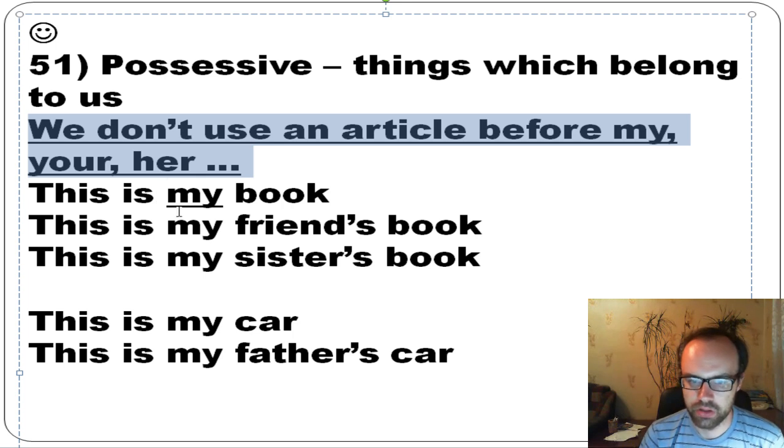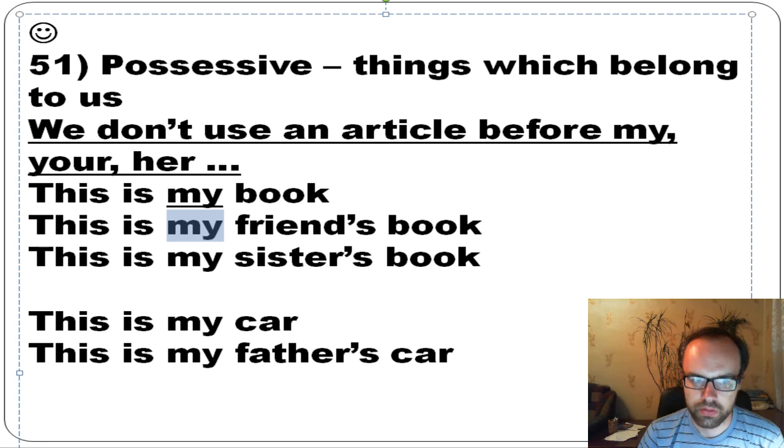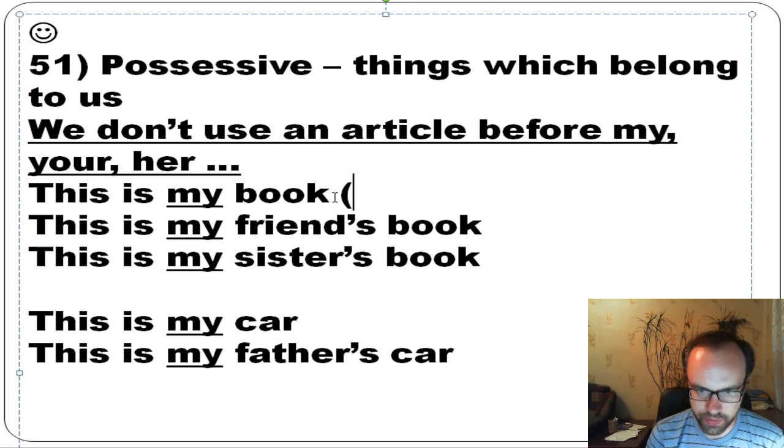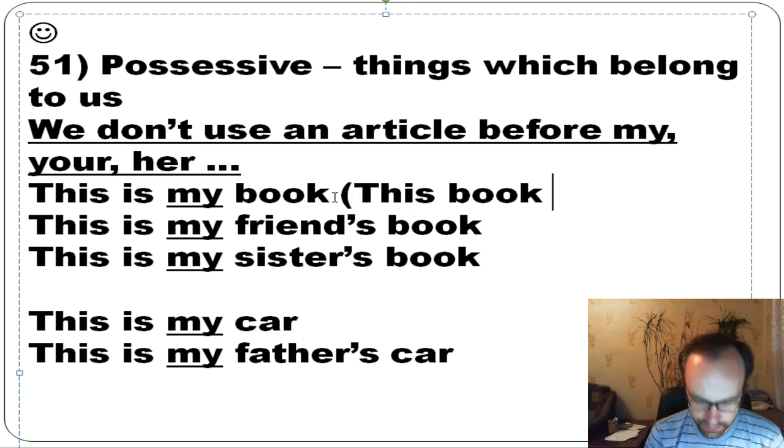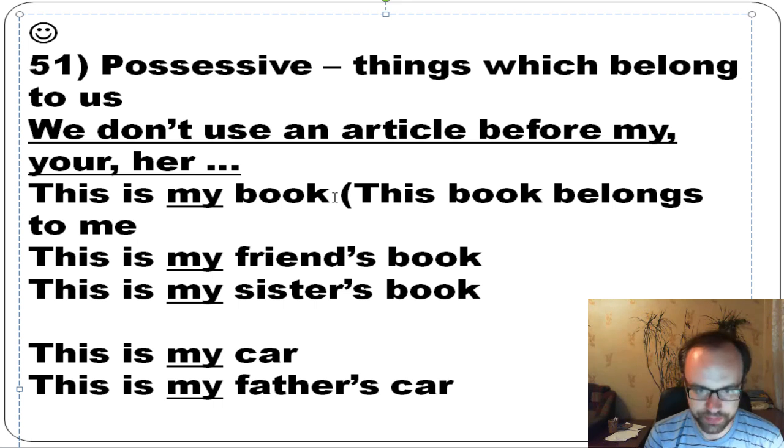This is my book. This is my friend's book. This is my sister's book. This is my car. This is my father's car. So if I say this is my book, it means this book belongs to me. Okay? So this is my friend's book. It means this book belongs to my friend.